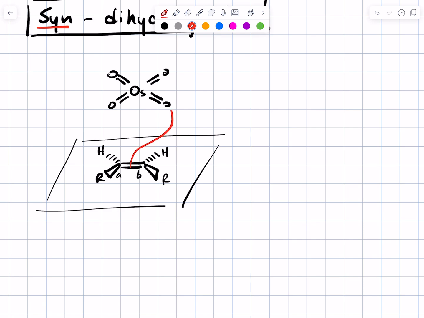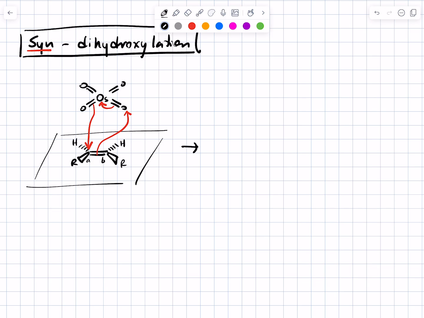Pi electrons attack one of these oxygens. Two of the electrons from the osmium oxygen pi bond go on to osmium. That's a reduction of osmium. Now afterwards it'll be in the +6 oxidation state instead of the +8. Sorry, making mistakes. And then we'll break the osmium oxygen pi bond here, and those electrons will go to form a new oxygen carbon bond with carbon A. So that reaction happens all at the same time in a concerted step.